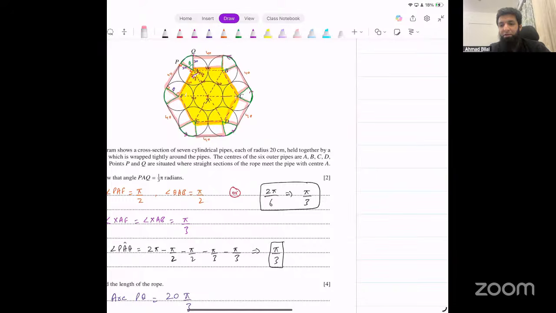Which volume formula should we know? Only for prism and cylinder. The rest are all given.